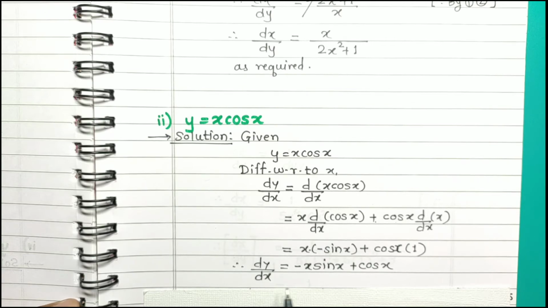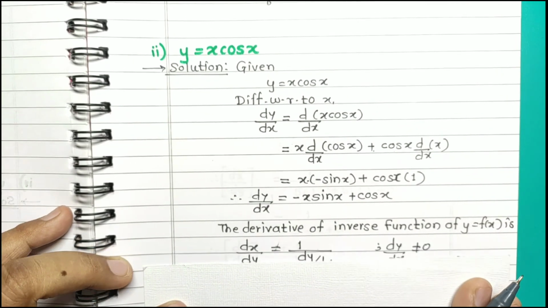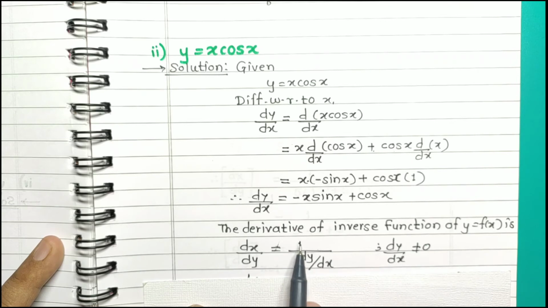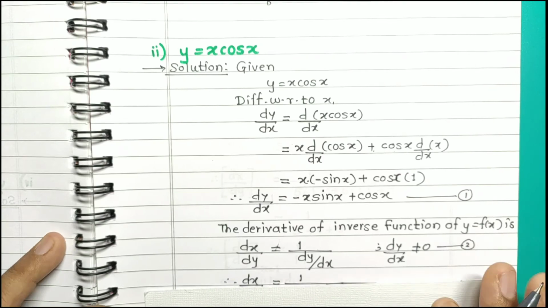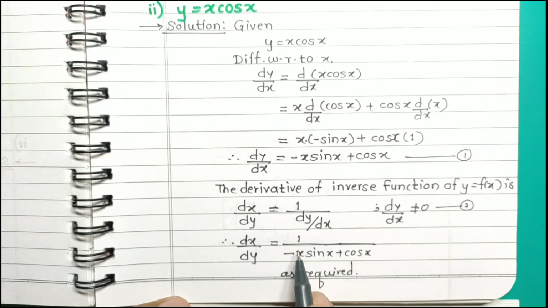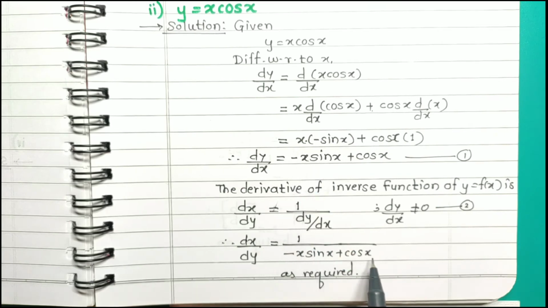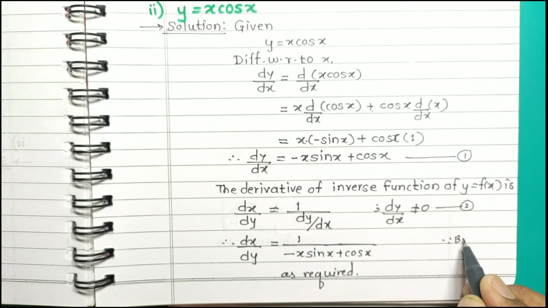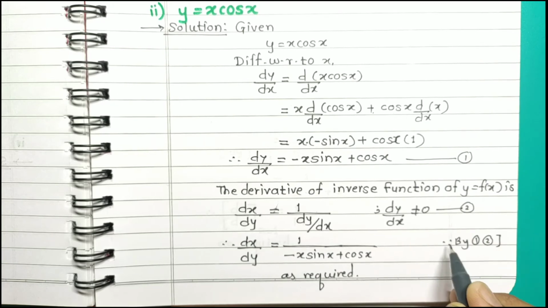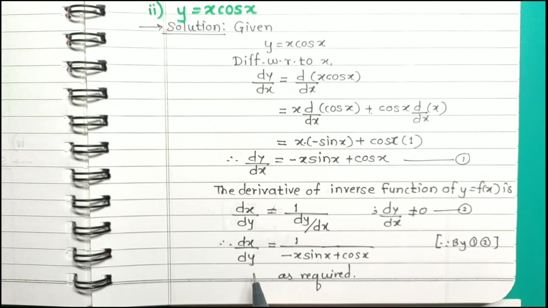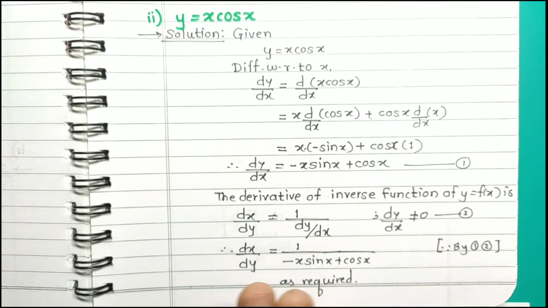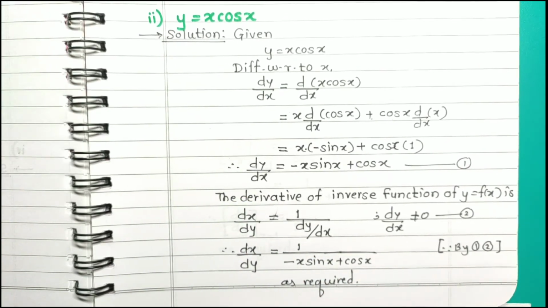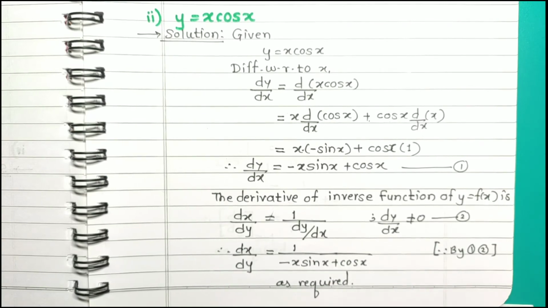And so we have dy by dx is equal to minus x sin x plus cos x, and we have to find dx by dy, which is given by 1 upon dy by dx. So call it equation number 1, call it equation number 2. From 1 and 2 we have 1 upon this, minus x sin x plus cos x, since by 1 and 2. This is the required derivative of the inverse function of the given function y. Okay, this is quite simple, so I completed it quite fast.